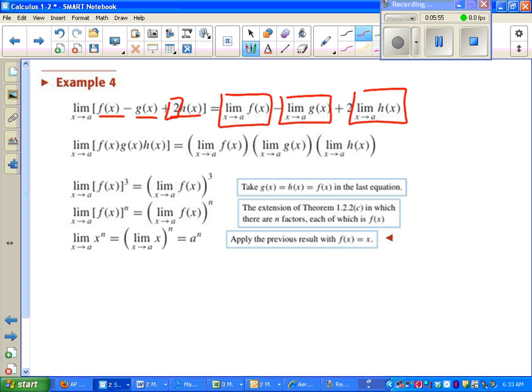Same thing works with multiplication. A limit as x approaches a of 3 functions, all multiplied together. We can just find the limit of each one separately and multiply our answers. And the same idea works for exponents. We want the limit as x approaches a of some function cubed. We can just find the limit as x approaches a of that function and then cube our answer. So in other words, limits really work out nicely. They do what you want them to do for the most part.